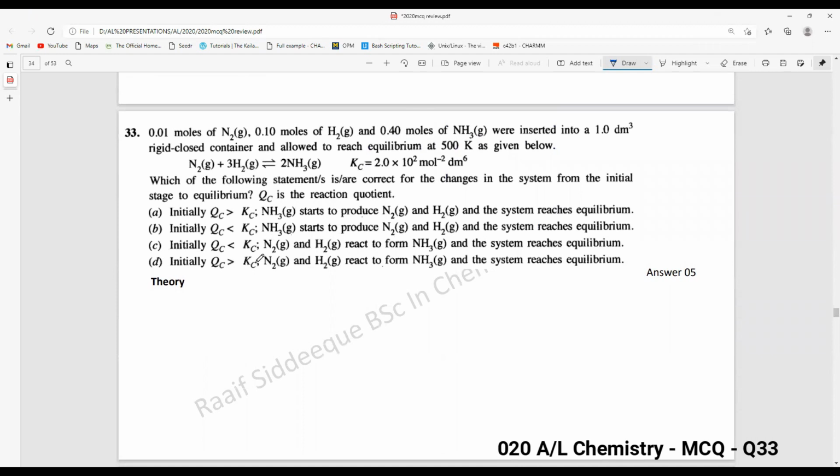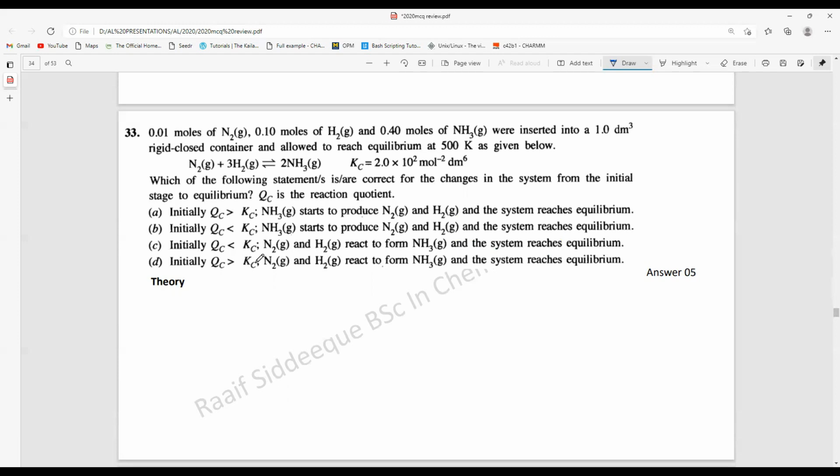Okay, another argument based question. So 0.01 moles of nitrogen, 0.1 moles of hydrogen and 0.4 moles of ammonia were inserted into 1 decimeter cubed. So their concentration would be the same as the amount of moles, because the volume is 1 dm cubed. To find the concentration, you're going to divide the number of moles by the volume.